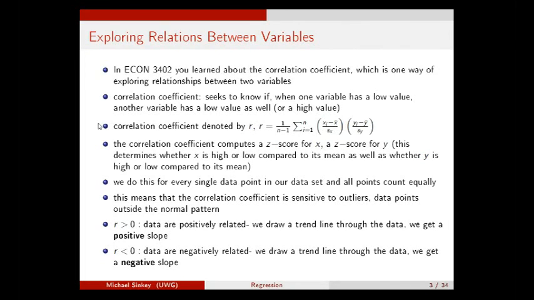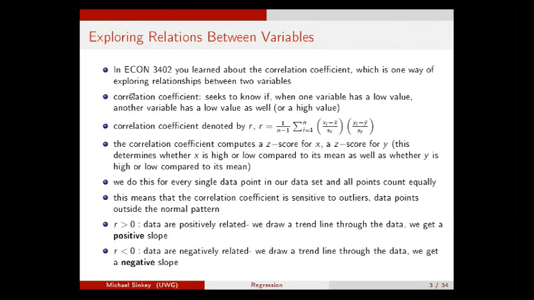And the correlation coefficient is something that we used in Econ 3402 to unpack something about the sign and form and strength of relationships. So in particular, the correlation coefficient is something that we use to tell whether or not when one variable is going up, the other variable is going up as well, or vice versa. When it's going up, it's going down. We also use the correlation coefficient to tell whether all of the points are fairly close to a trend line or whether they're far away.